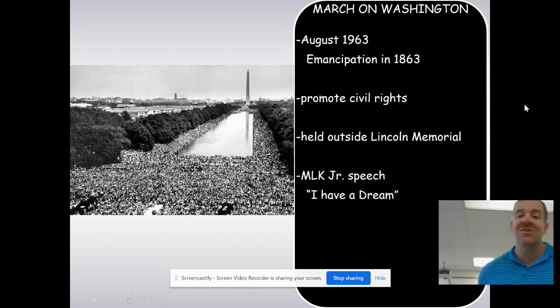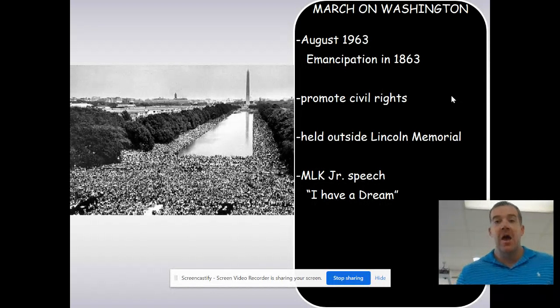Okay, a march on Washington. You have Dr. King leading this march to promote civil rights. They use the I Have a Dream speech. Again, this is 100 years after the Emancipation Proclamation. And even though African Americans had gotten their freedom, they still weren't supplied with all the rights that an American citizen should be afforded.